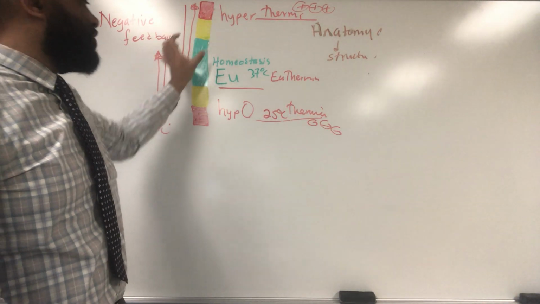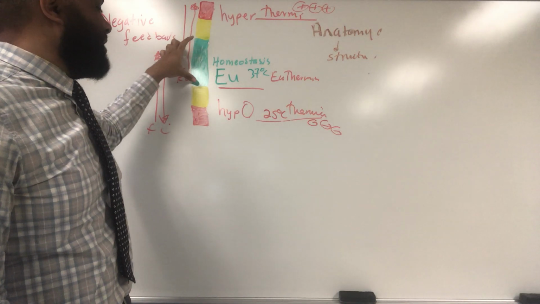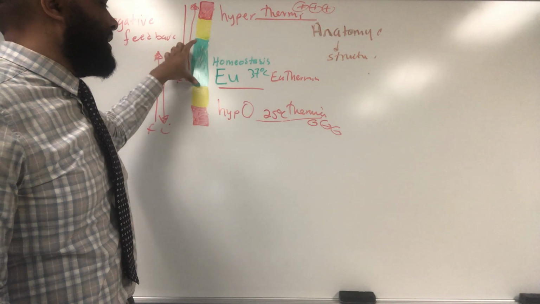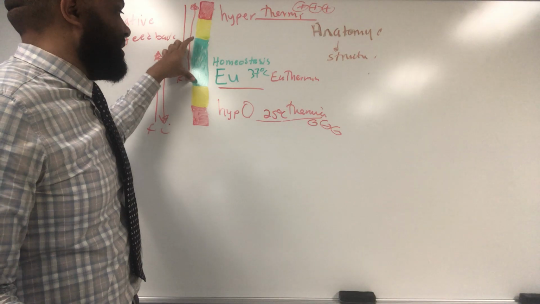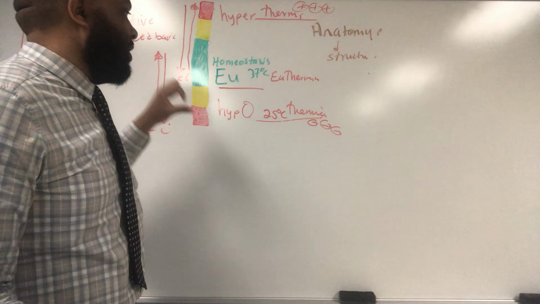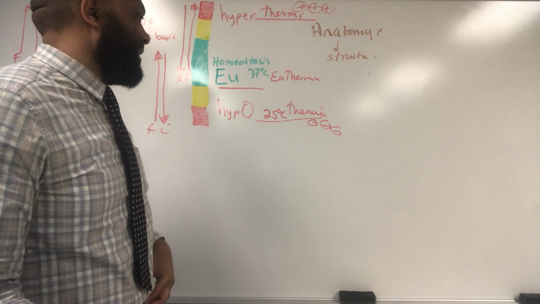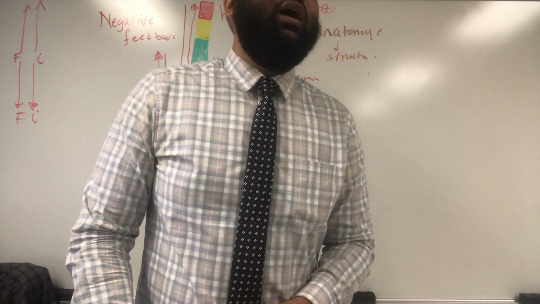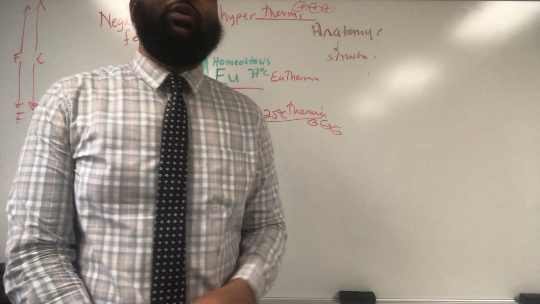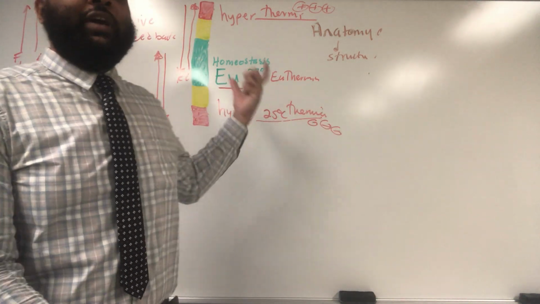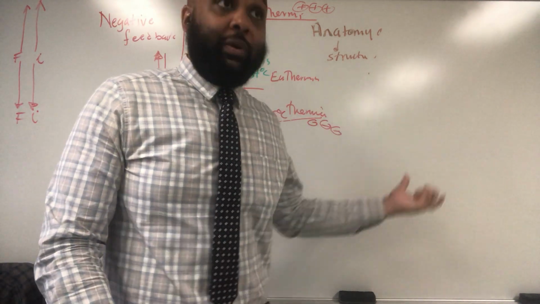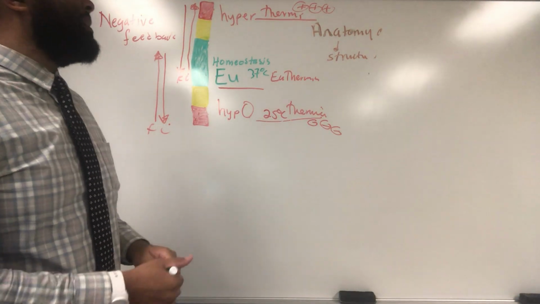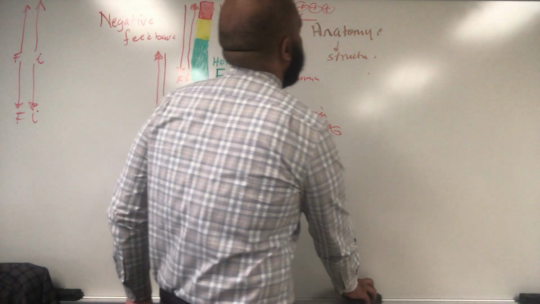And if the temperature drops from euthermia, the homeostatic range, 37 degrees Celsius, down to 25 or 20 degrees Celsius, it is now too cold. What is that now called? Some of you still say hypo. That's the prefix. We need both. It's hypothermia.